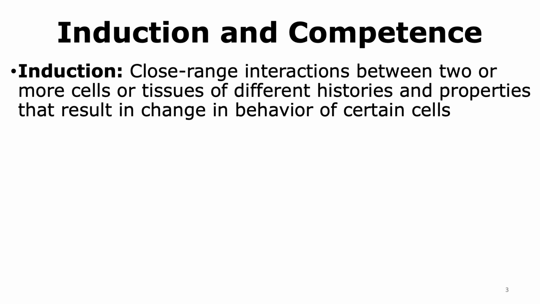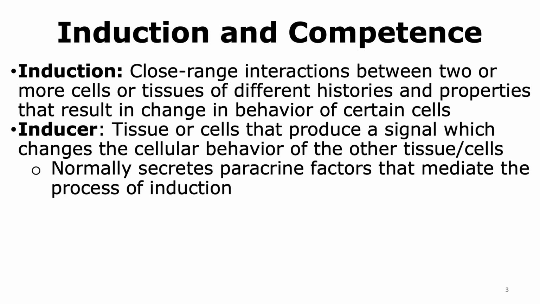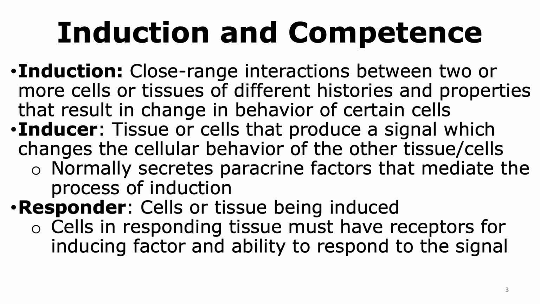We're now going to look at the process of induction and competence. Induction is a close-range interaction that occurs between two or more cells or tissues of different histories and properties, which results in a change in the behavior of certain cells. The inducer is the tissue that produces a signal that changes the cellular behavior of the other tissue or the other cells. This normally occurs through the secretion of factors like paracrine factors that mediate the process of induction.